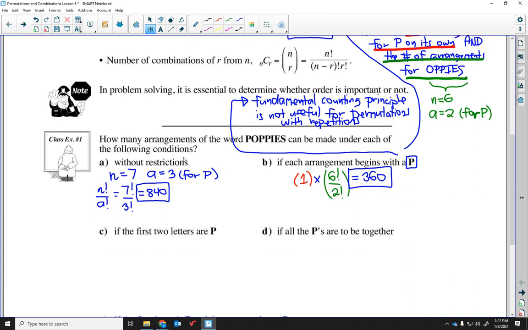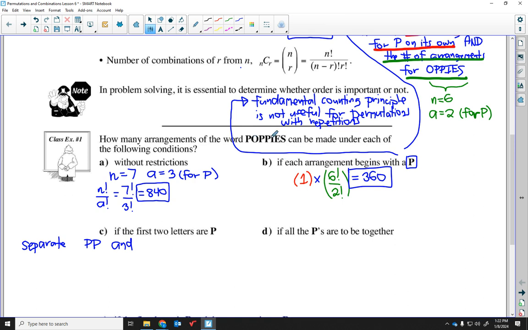Now C places an additional restriction. It says now the first 2 letters have to be P. So I'm going to do that same strategy again, where I separate 2 of the P's from the rest of the word. I'm going to separate like this. So we're going to take 2 P's on their own, because the first 2 letters have to be P's. And then I'm going to look at what's left over.